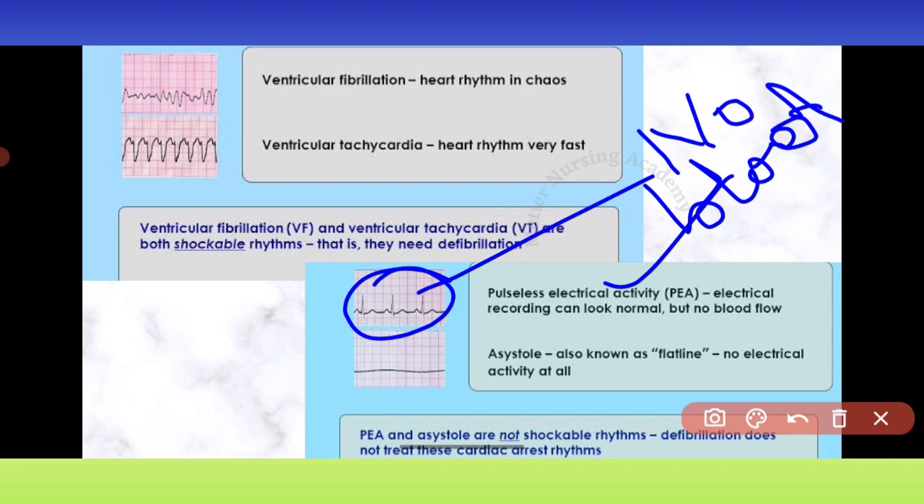Even though the ECG is showing the normal sinus rhythm, the heart is not contracting, there is no blood flow at all, no pulse at all. It is like a dead heart. Okay, so this condition is called as pulseless electrical activity.